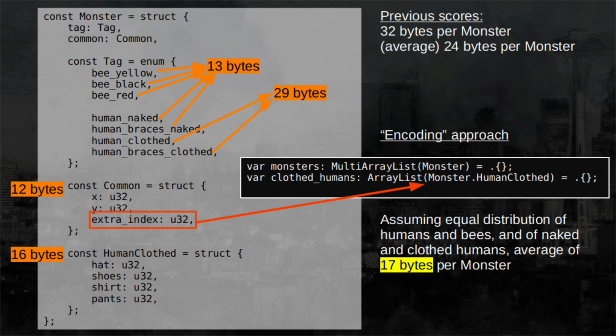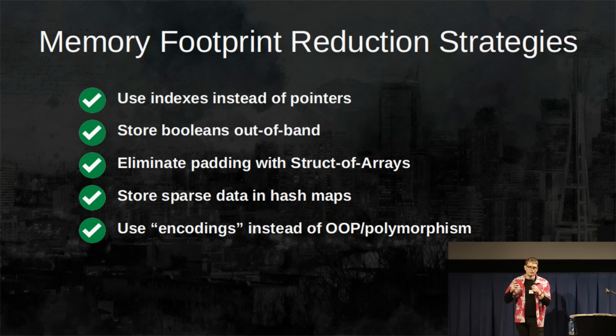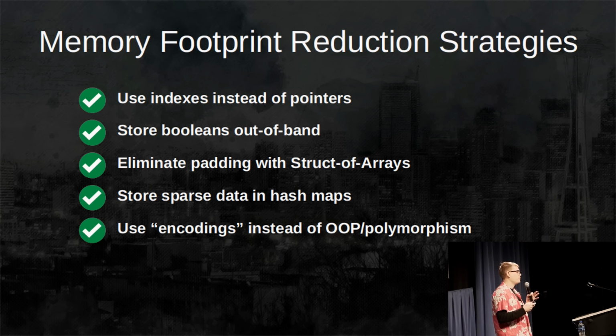And yeah, I think I made this point already, but choose encodings according to your actual distributions, right? If half and half naked and clothed is not what you have, pick something else. Like maybe most humans are just walking around with a hat and nothing else, in which case you would want a human with hat encoded, and then you could just put the hat as the extra index, and then you've got 13 bytes for humans with hats. Done, right? Okay, so that's the encoding approach, and we're going to come back to that in the next sections of the talk.